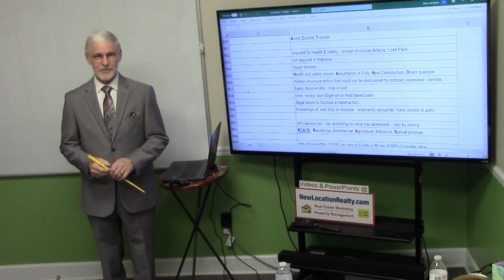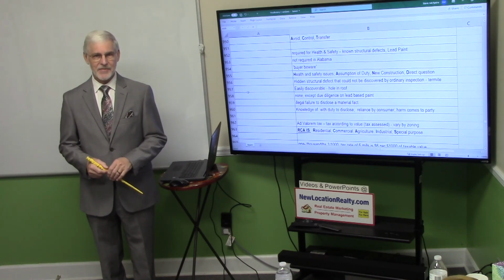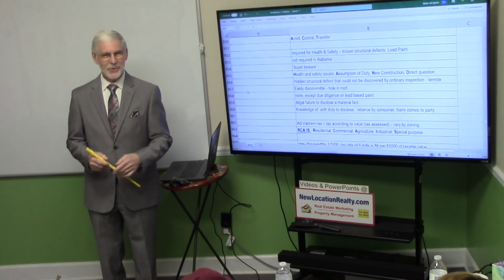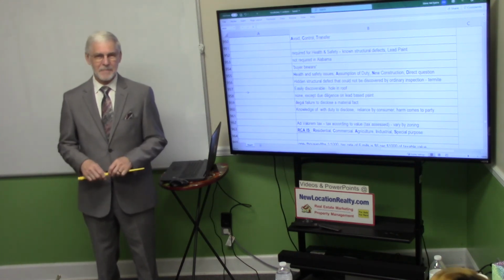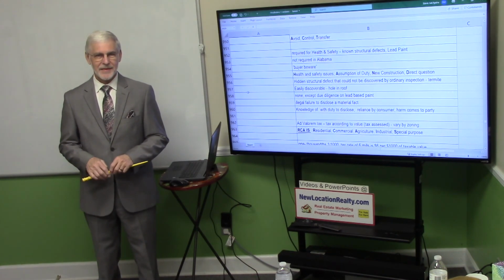Hidden structural defect: latent. Easily discovered defect: patent. Well, yeah, y'all know what I'm talking about. You'll recognize it on the test. Google it.